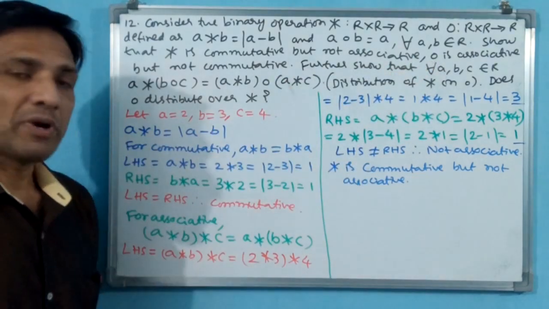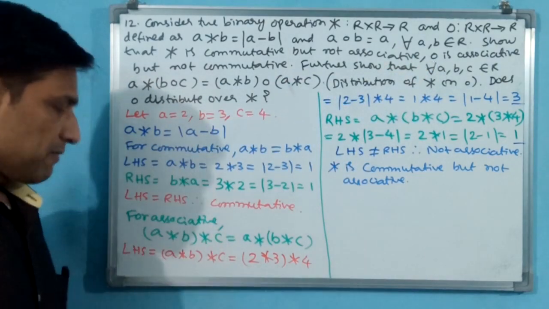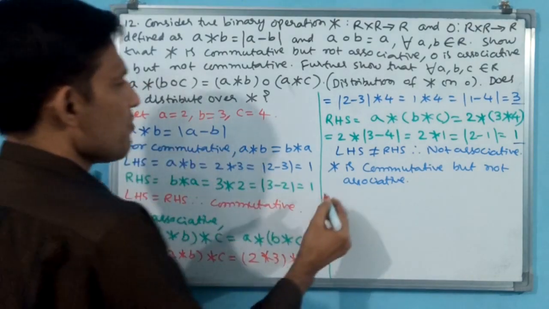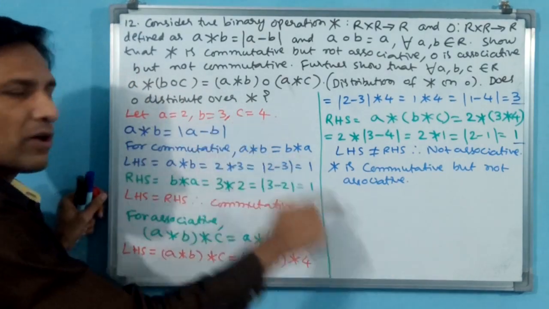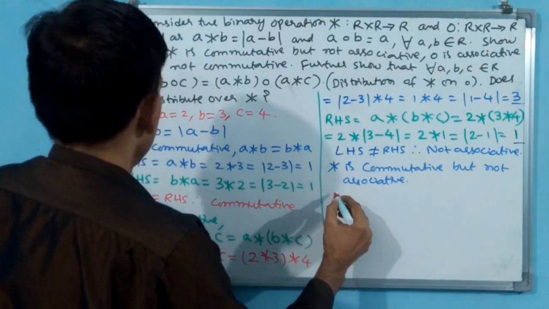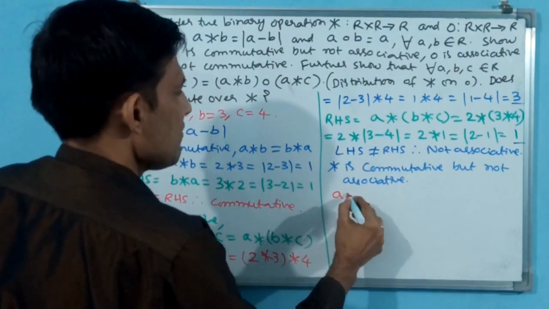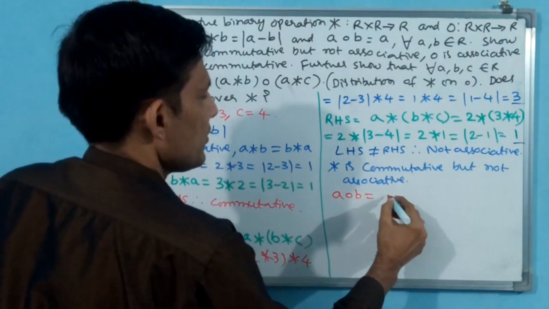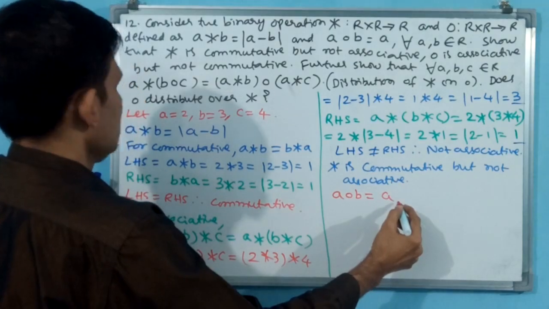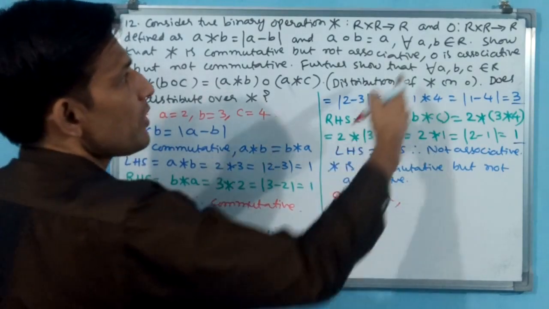Now we go for O. O is associative but not commutative. For O first you write the function. Function you have to write for O, like this: A O B. Let A, B, C be 2, 3, 4, all we will take. But A O B is equal to A. A O B is equal to A. Okay? Now you write for associative.